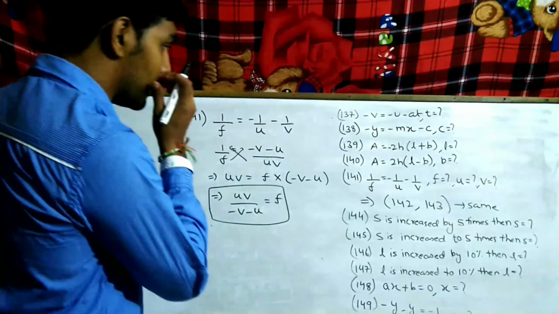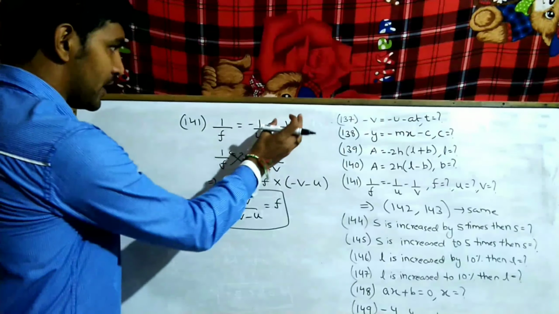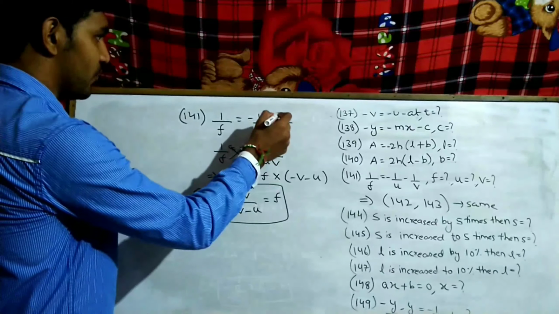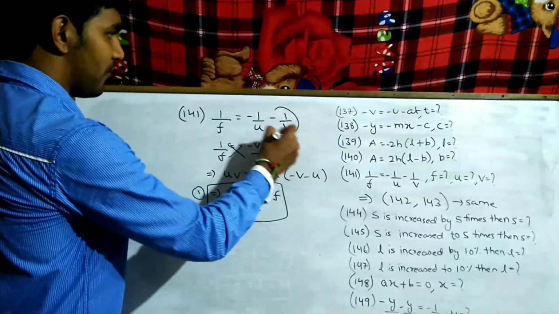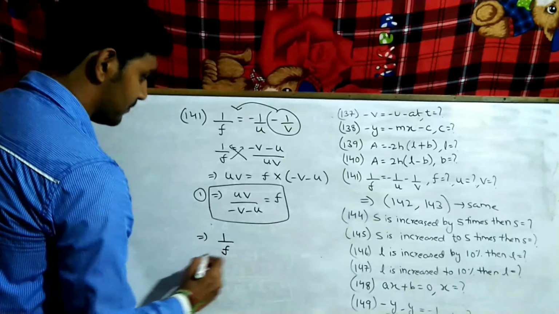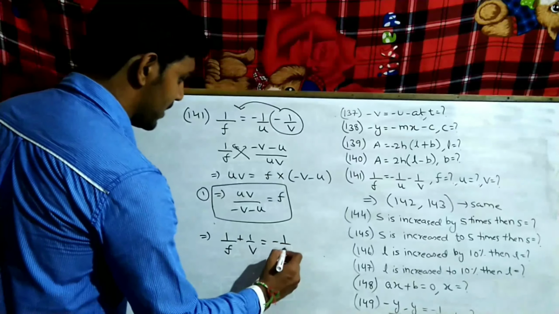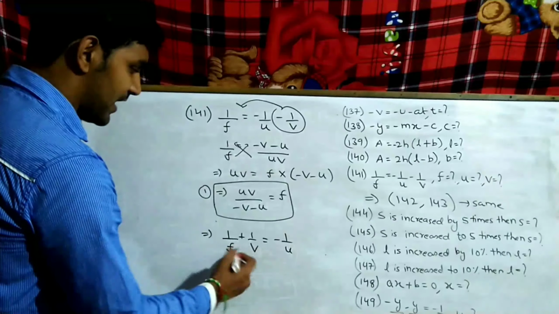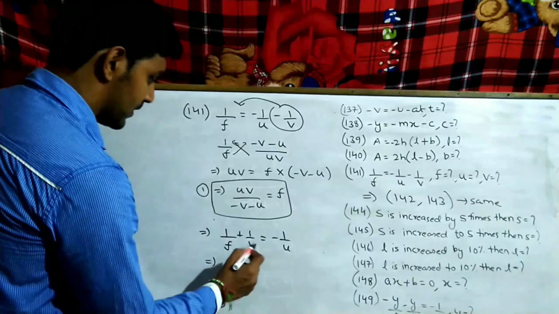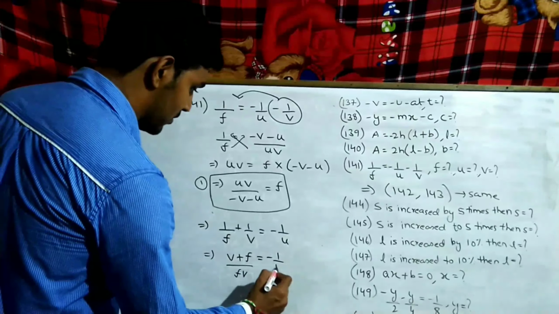Now if I take the same question, we have to find the u value. How to find it? First of all, send this side. We have to find the u value, so I will send this to that side. So 1 by f plus 1 by v is equal to minus 1 by u. Now take the LCM, just multiply f into v. Now cross multiply: v plus f over f v is equal to minus 1 by u.